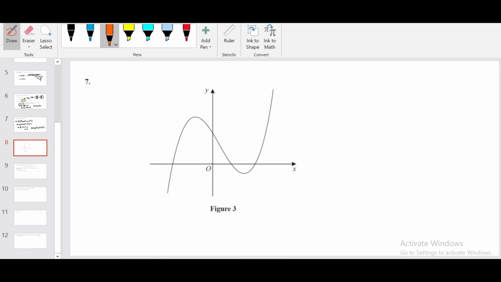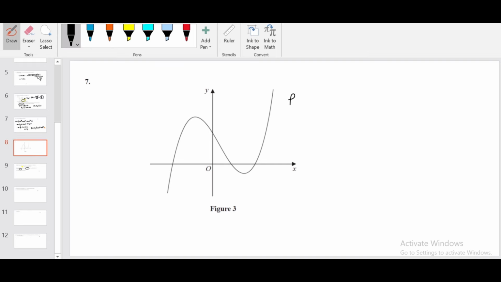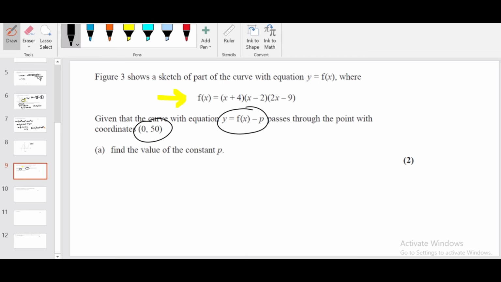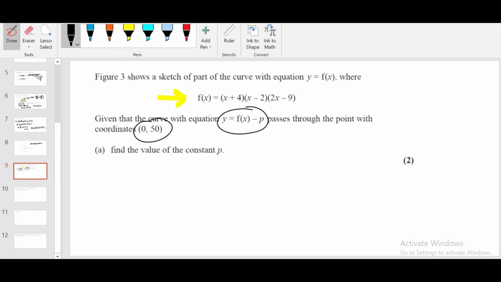Question number 7 now. We have a graph given, looks like a cubic graph. Yes. And then the function representing the graph is given. Given that the curve with the equation f of x minus p passes through the point 0, 50, find the value of p. Okay. You need to understand this is a function f of x is equal to (x plus 4)(x minus 2)(x plus 4)(x minus 2)(2x minus 9). That's a given function.